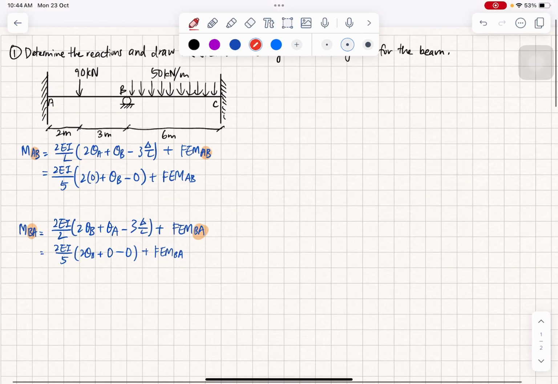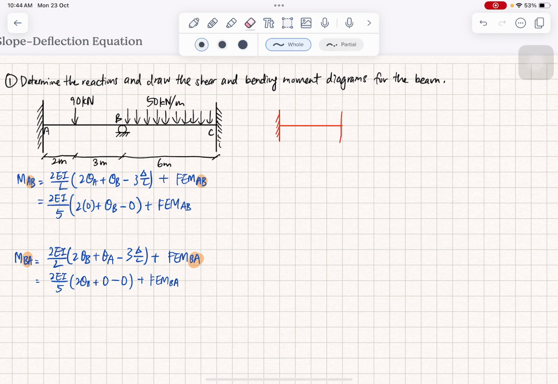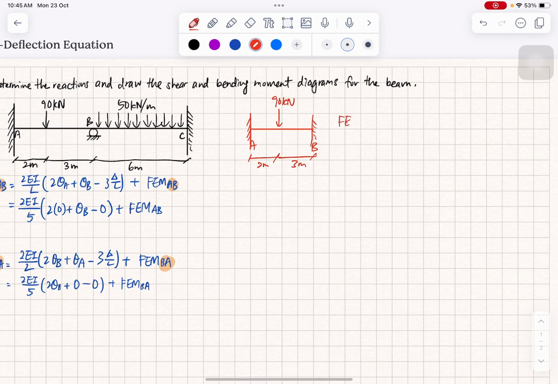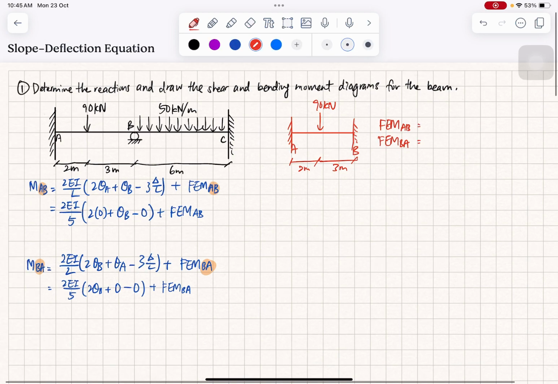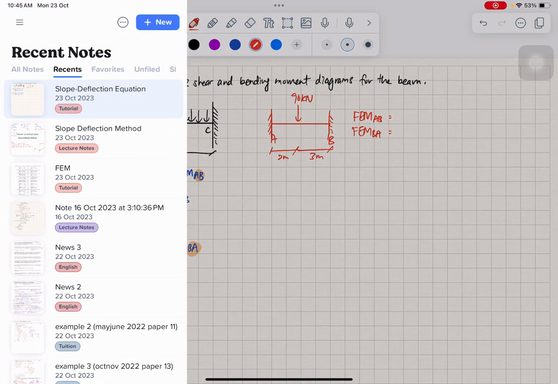Okay, let us look at the FEM for AB and BA. So we look into span AB first. For span AB, you have points A and B, lengths 2 meter and 3 meter here, and this is 90 kilonewton. So for FEM AB, what is the fixed end moment? We have to refer to the table at the last page, at the cover of the reference book.